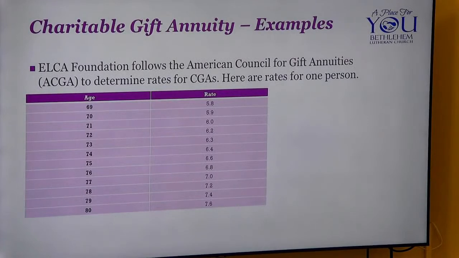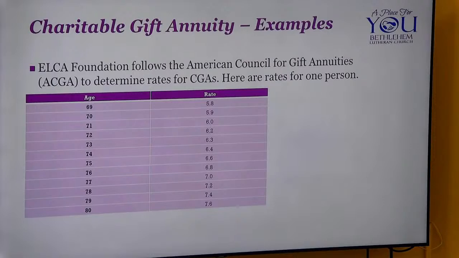All right, so here's an example. It's kind of small, this table, but the ELCA Foundation, and most other nonprofits, and the university that I worked with, also followed rates from the American Council for Gift Annuities. Generally, a nonprofit doesn't make up its own rates for the charitable gift annuities that it offers. So this table says at age 69, for a single annuitant, so one person, the rate would be 5.8%, going up to 6.2% at 72, and all the way up to 7.6% at 80.